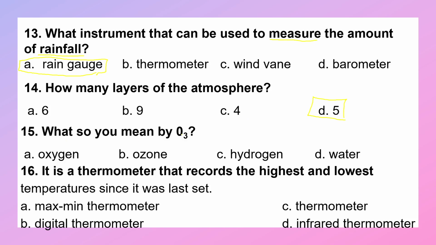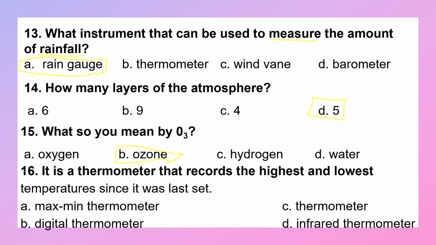What do you mean by O3? A. Oxygen. B. Ozone. C. Hydrogen. D. Water. Correct answer is letter B. Ozone. Okay. O2 is oxygen. O3 is ozone.